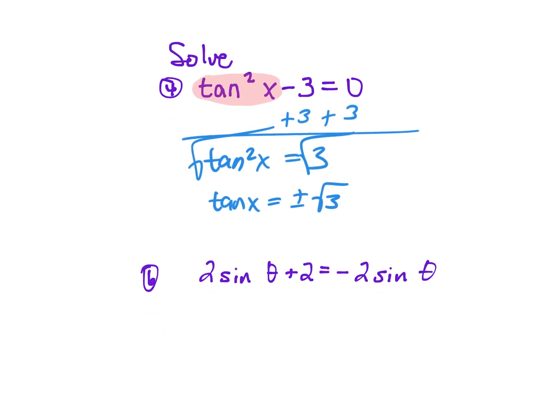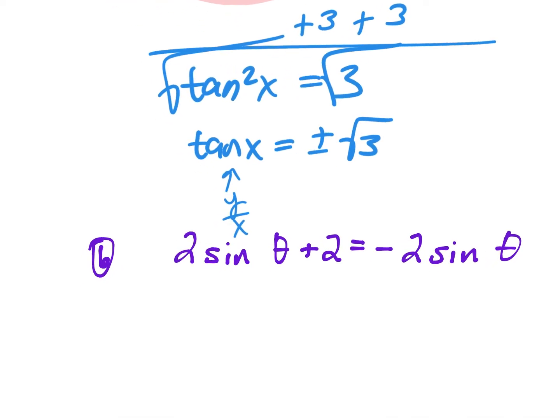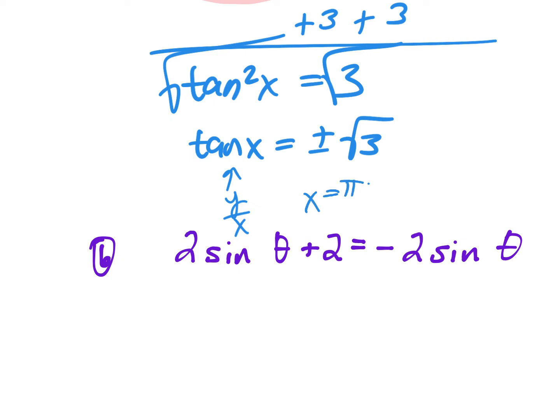What is tangent? Remind yourself. What over what? Y over x, or sine over cosine, however you want to look at it. We're dealing with all of these ordered pairs that are on the unit circle. So where on my unit circle, look in the first quadrant and then figure out all the other ones, could I take the y value divided by the x value and get the square root of 3? Pi over 3. So x equals pi over 3.